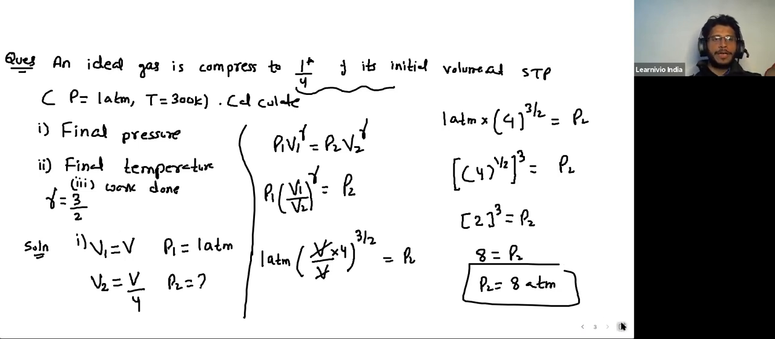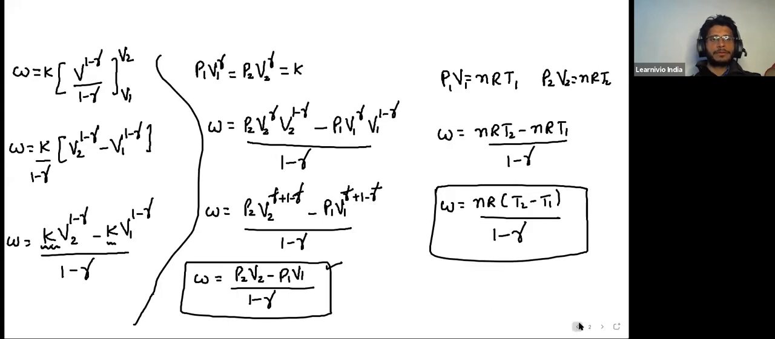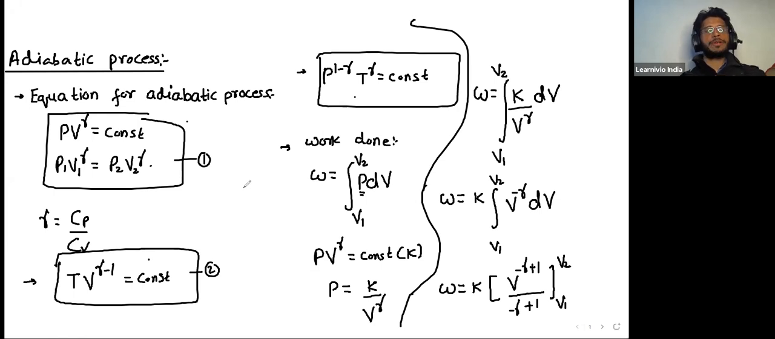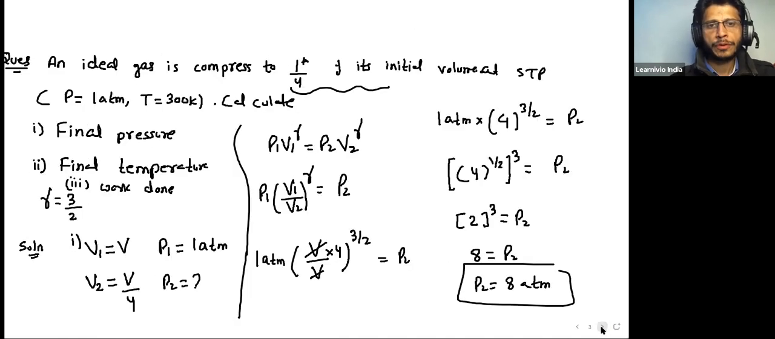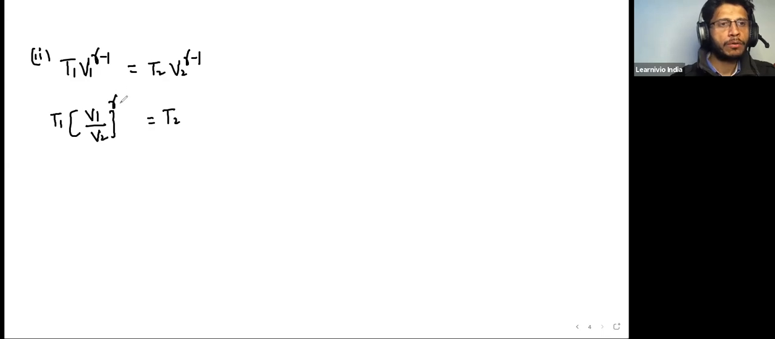Fazal, next is your turn. I need final temperature. For final temperature, which equation is most appropriate? Second one, yes. Because volume is given, you need temperature. So we will use the second equation, which says T1 V1 to the power gamma minus 1 is T2 V2 to the power gamma minus 1. We need T2. So I can write T2 is T1 into V1 by V2 to the power gamma minus 1.